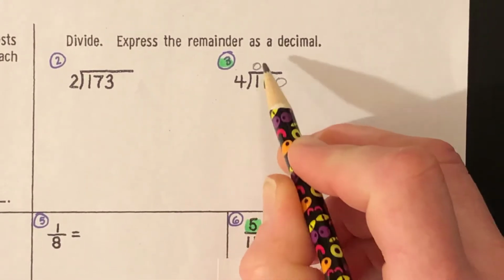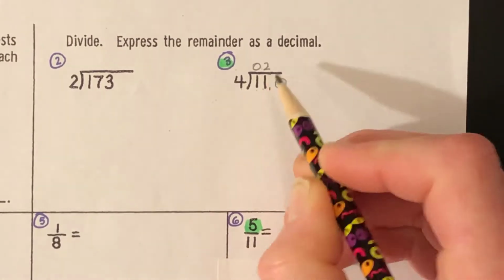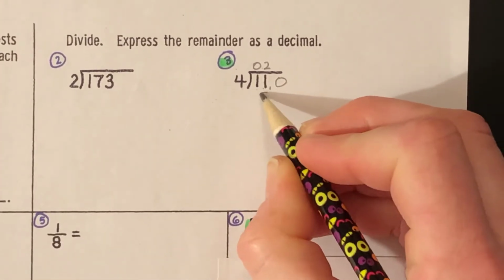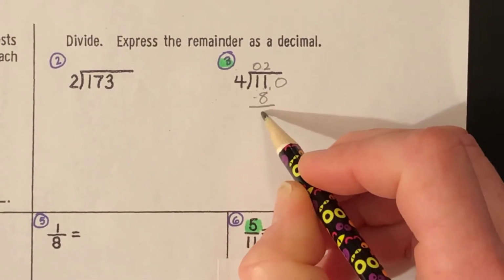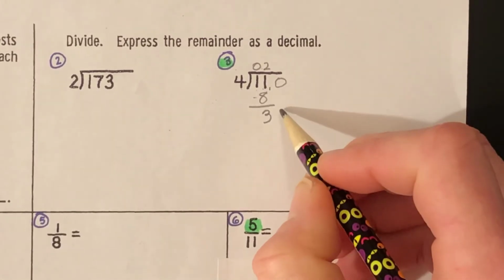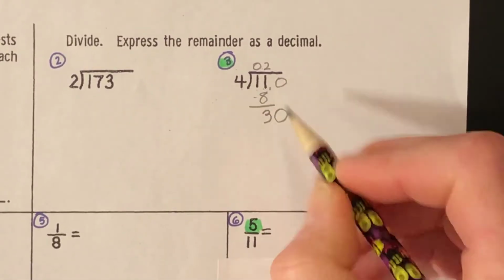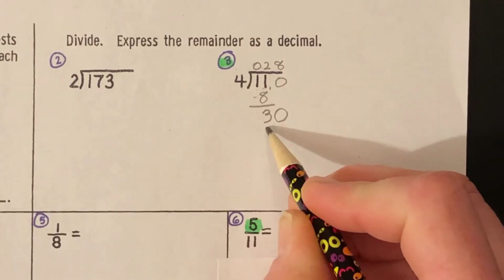4 goes into 1 0 times. 4 goes into 11 2 times. 2 times 4 is 8. 11 minus 8 is 3. Bring down the 0. 4 goes into 30 8 times. 8 times 4 is 28.